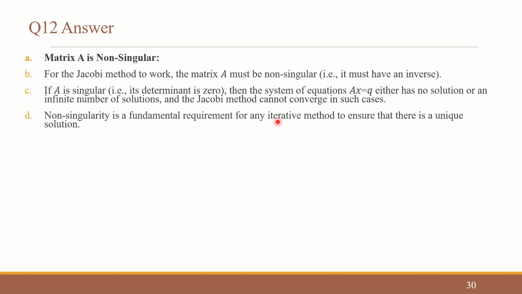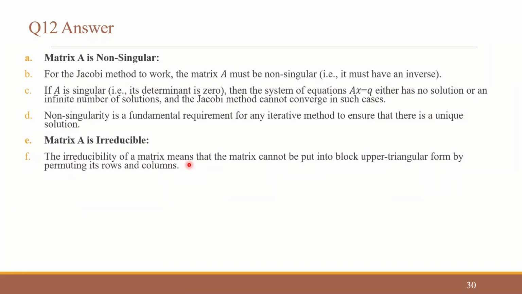Non-singularity is a fundamental requirement for any iterative method to ensure there is a unique solution. Matrix A is irreducible. That is the second criterion. Irreducibility of a matrix means that the matrix cannot be put into block upper triangular form by permuting its rows and columns. So it is also a must criterion.